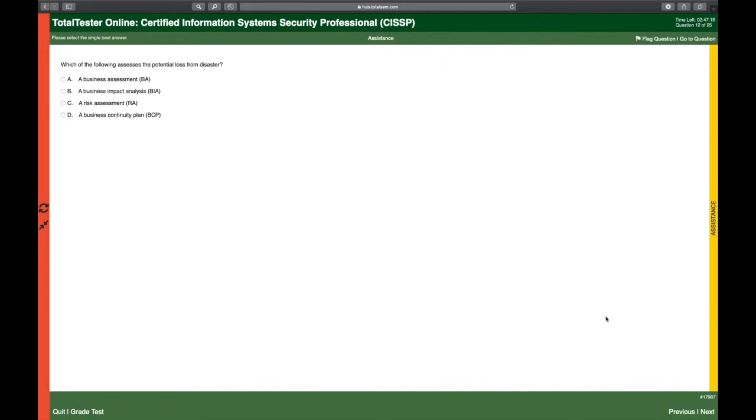The business impact assessment is going to identify business processes. It's going to identify which business processes are more critical than others. It's going to identify what people perform those processes and what tools and systems they use to implement those processes. But the giveaway for me on this one is potential loss from a disaster. Risk is the likelihood versus the impact of a disaster or an exposure. Our formal definition for risk is the likelihood versus the impact of a threat exposing a vulnerability.